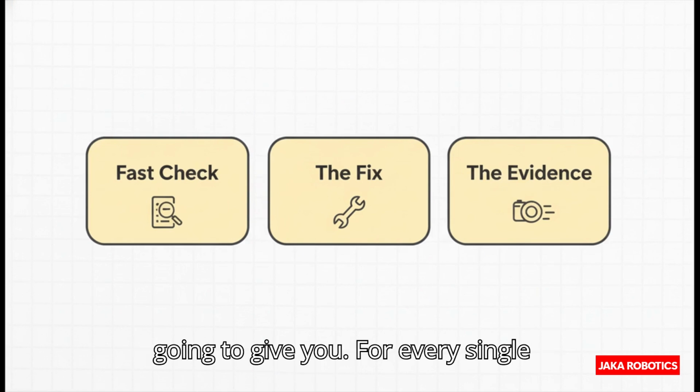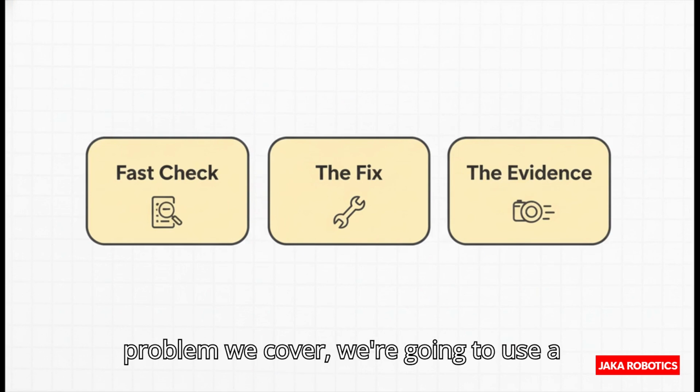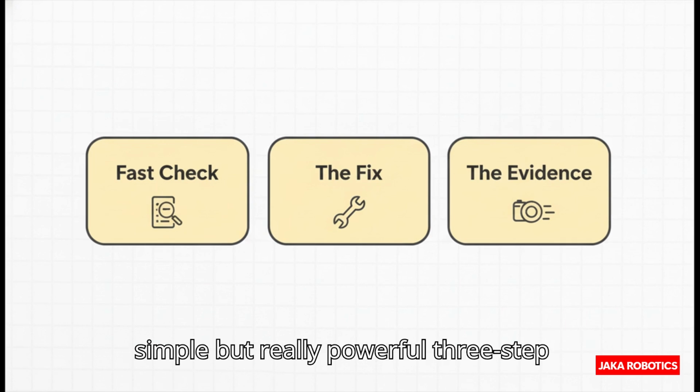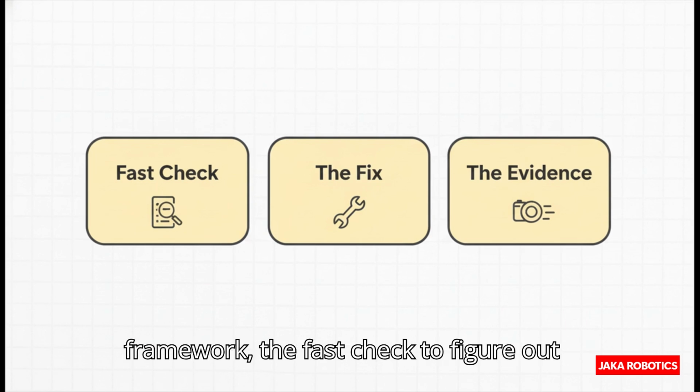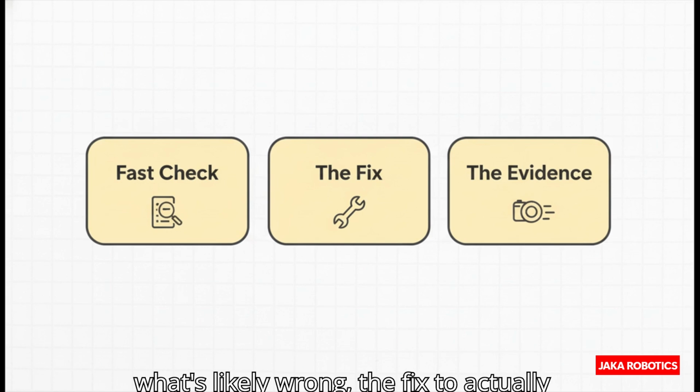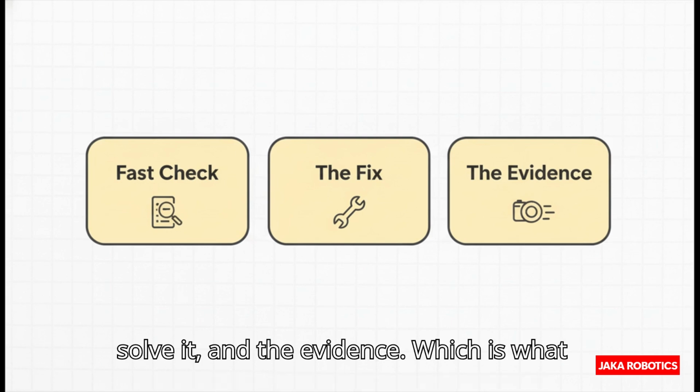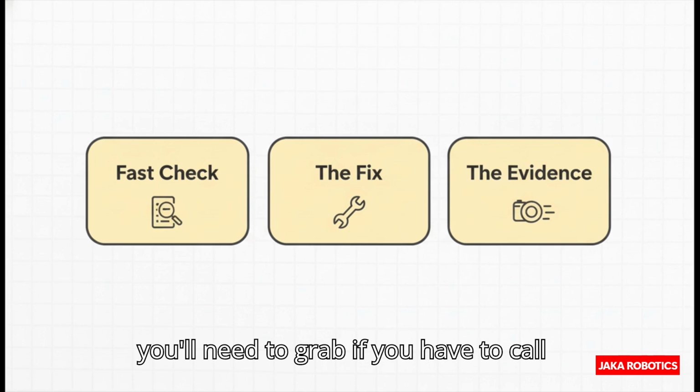For every single problem we cover, we're gonna use a simple but really powerful 3-step framework. The fast check to figure out what's likely wrong. The fix to actually solve it. And the evidence, which is what you'll need to grab if you have to call for backup.